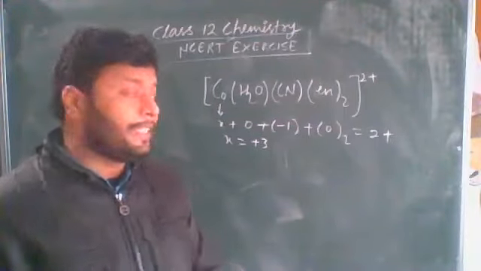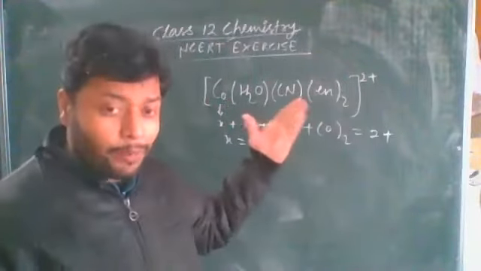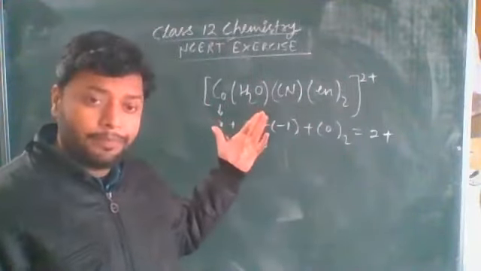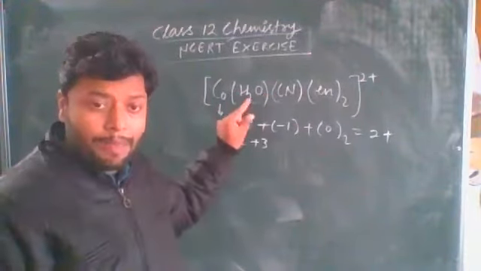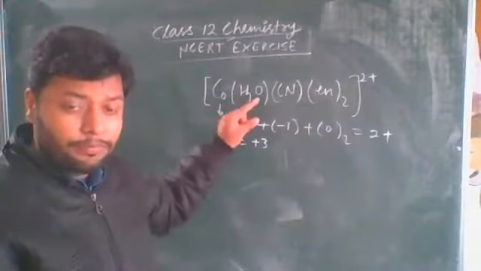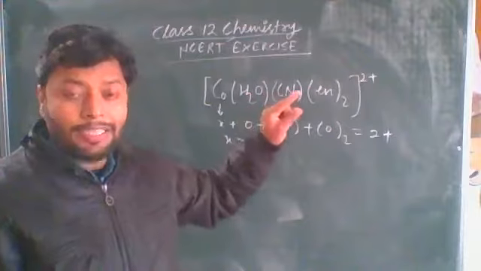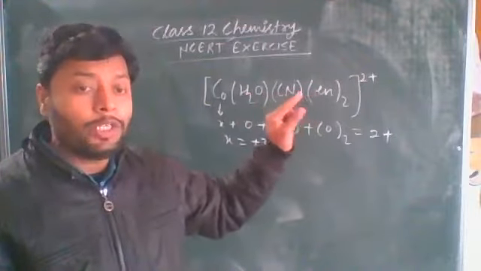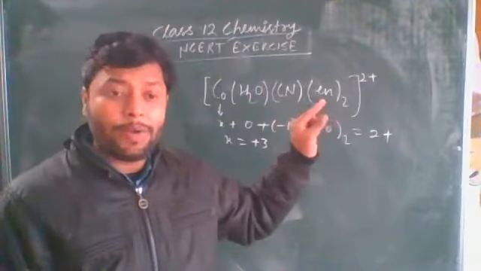Suppose we try to deduce the IUPAC name of this compound. Can you guess what it will be? There are 3 different types of ligands. The name of one ligand is aqua. This one is called cyano, sometimes cyanido, and this is called ethane-1,2-diamine. The IUPAC name of en is ethane-1,2-diamine.